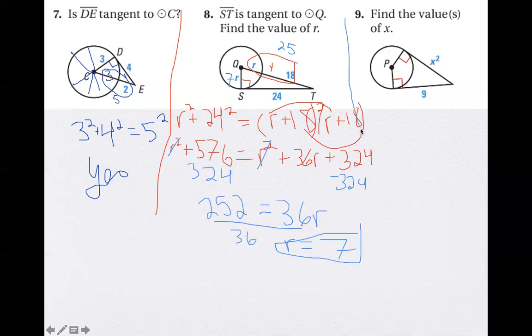Okay, number 9. It's a terrible line I drew through. You get the point. I'm trying to make space for the last problem. Let's choose green. Okay, so here you've got 2 points of tangency. I can see that because they're right angles from the radius to the tangent line. So that allows me to set x squared equal to 9.